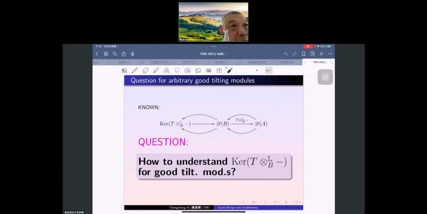So returning to our concern. Given an arbitrary good tilting module, we know from Bazzoni and his colleagues' results that we have such a recollement of triangulated categories. This is a derived category of a ring, and this is a derived category of a ring. In some sense, we can assume they are well understood. But the question is, what is the kernel of this functor? This looks a little bit strange. We don't know anything about this. So the main problem, in fact, is to understand the kernel of this derived tensor functor for a good tilting module T. So our topic mainly concentrates on understanding these terms.